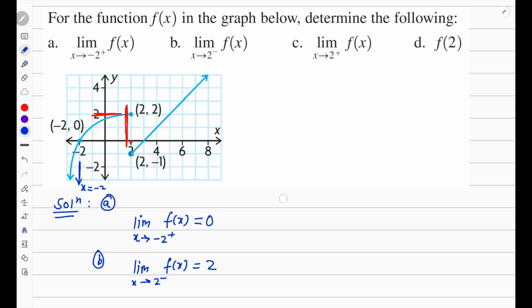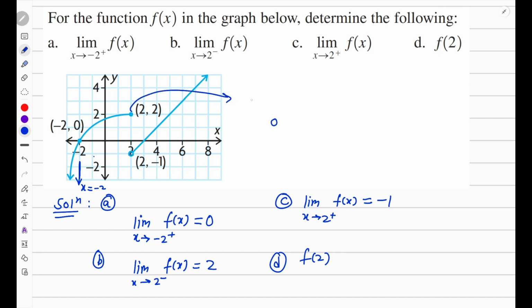And the c part, we have limit x tends to 2 positive f of x. If we go slightly to the higher side of the 2, this side, we will have this value of the function, which is minus 1. So limit x tends to 2 positive will be minus 1. And the d part, what is f of 2? f of 2 basically contains this value, because if you look, it is the empty circle and this one is a dotted point, which means the value of the function at 2 is this one. So f of 2 is 2.